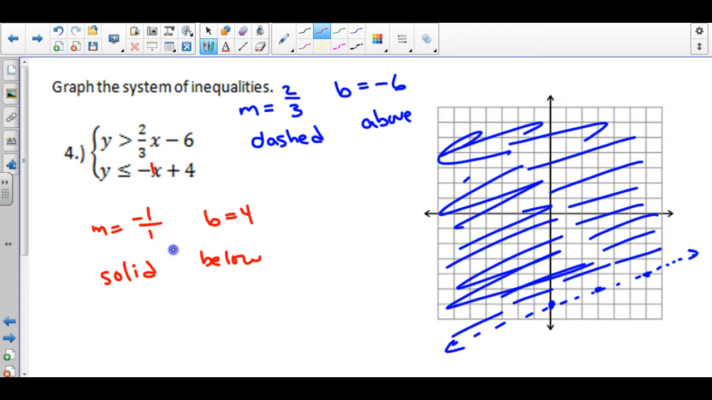Now I'm going to change color. I'm going to do this one here in red, starting up 4. And the slope of this one was down 1, to the right 1. So this one had a solid line. So this is going to look really crummy too.